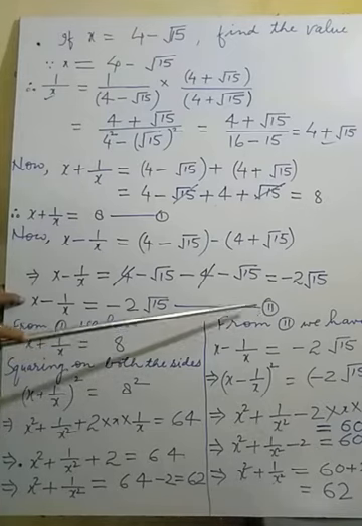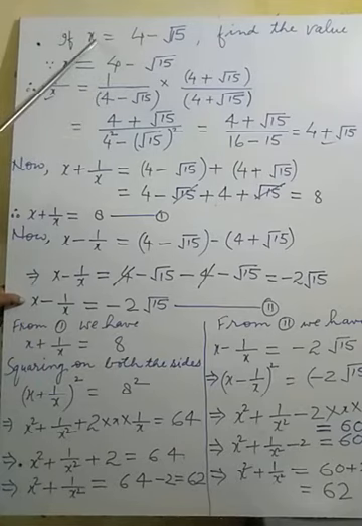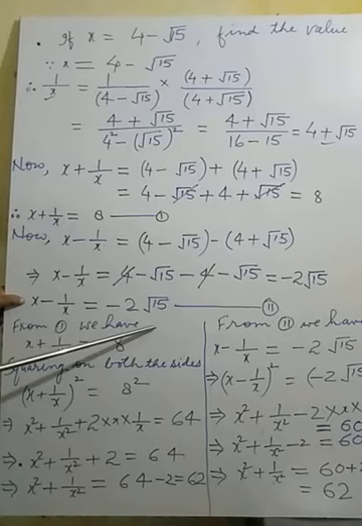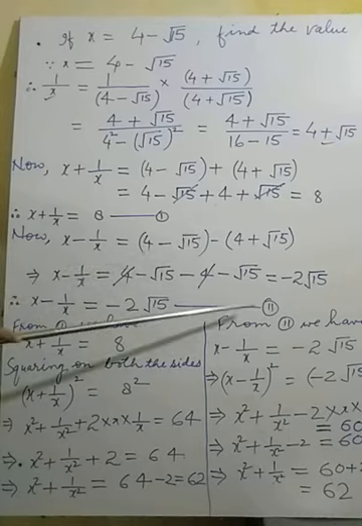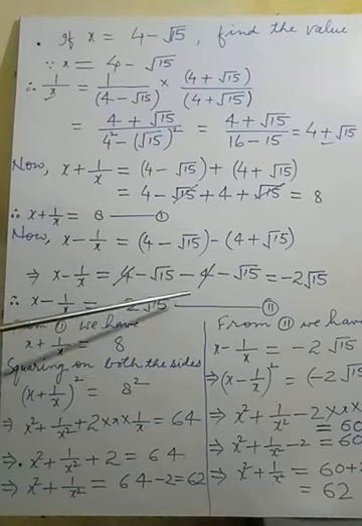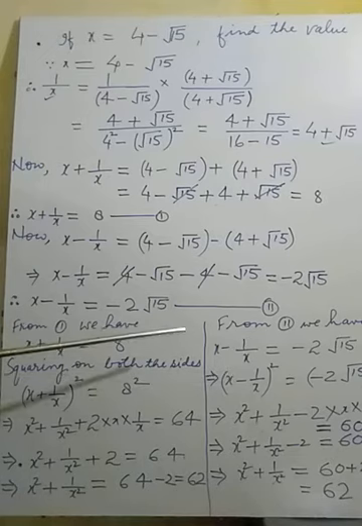What was known here? The value of x was known, and we have calculated the value of x plus 1 upon x, and that we have calculated as 8. Similarly, we have calculated the value of x minus 1 upon x. It gives the result minus 2 under root 15. In this way, we have calculated both the values, x plus 1 upon x and x minus 1 upon x. On the basis of equation number 1 and equation number 2, we can calculate other values also.